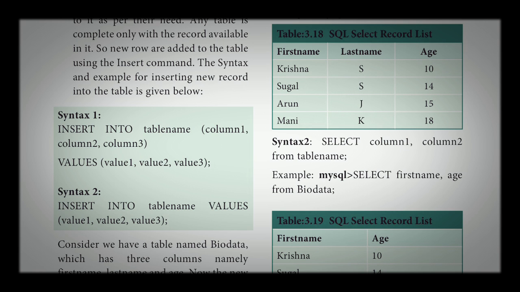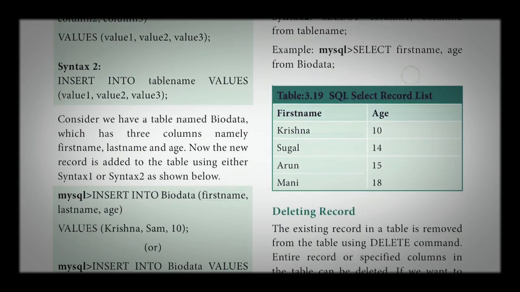MySQL select first name, age from biodata. So this command will display only the first name and age of the biodata table. The last name of that biodata table will not be displayed. Here you can see the output.